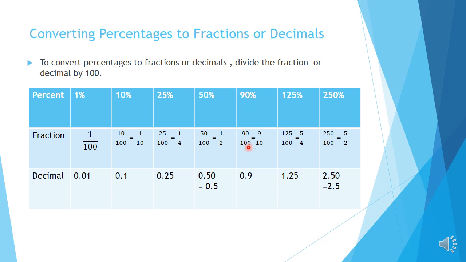Next is 90%. So we are dividing by 100, 90 by 100. So 0 is getting cut, and 9 by 10 is left. So the fraction is 9 by 10. And its decimal form is 9 by 10, we can write as 0.9, or 90 by 100 we can write as 0.90. Last 0 has no value, so we are writing as 0.9.